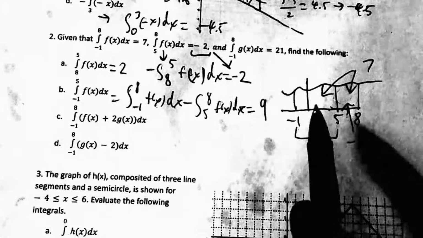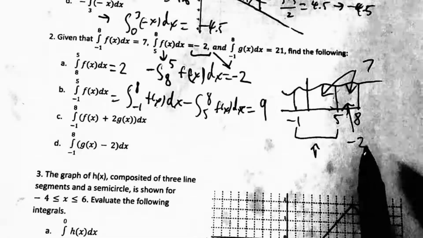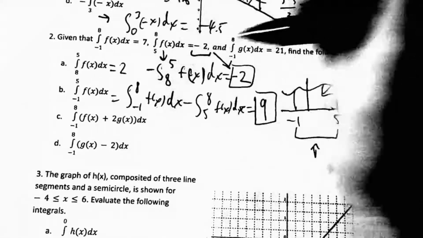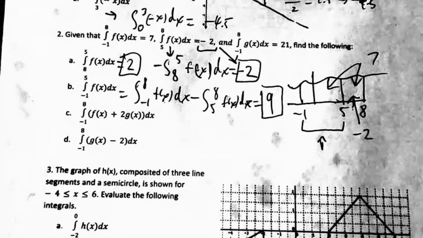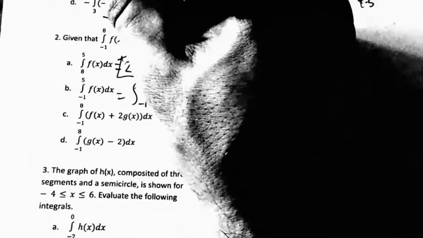So one more time. This 9 plus the negative 2 gets me 7. So I know that 9 is correct. Okay. All right. Next one, C.